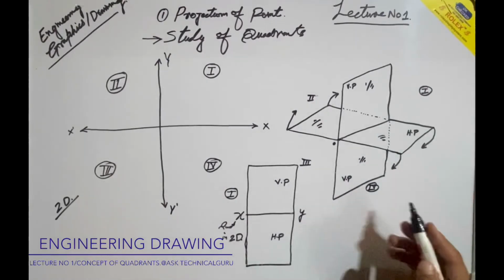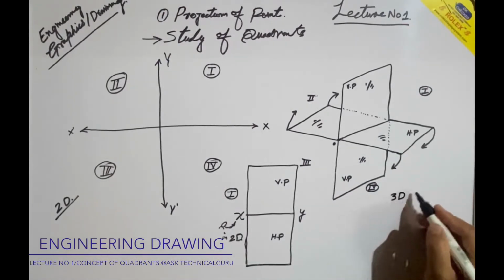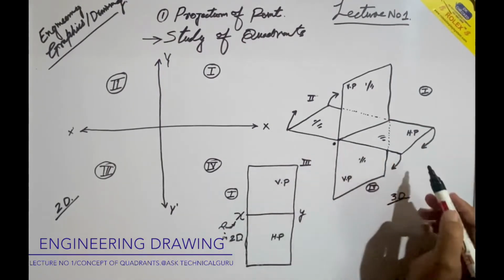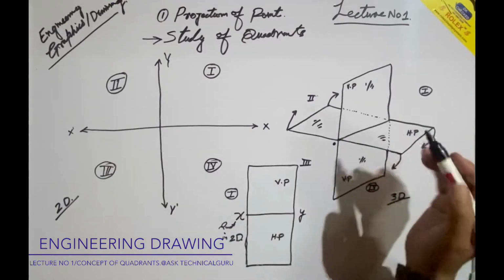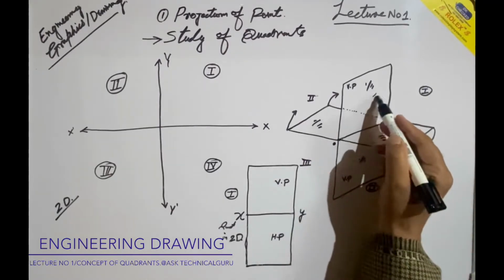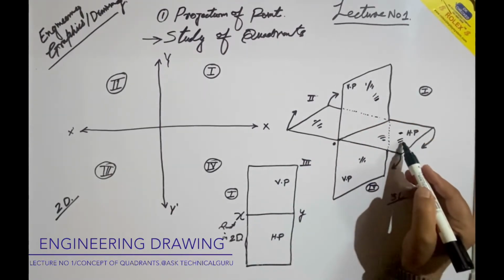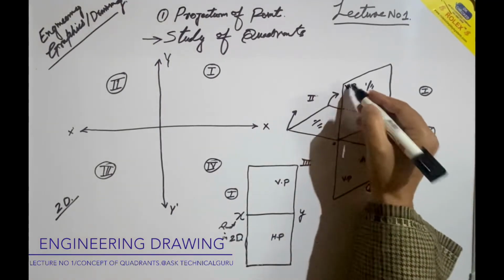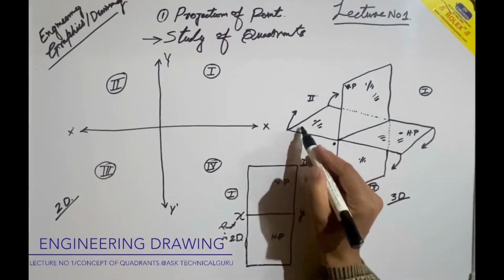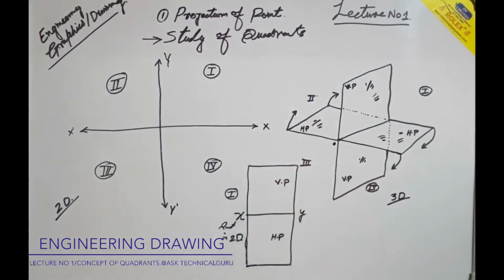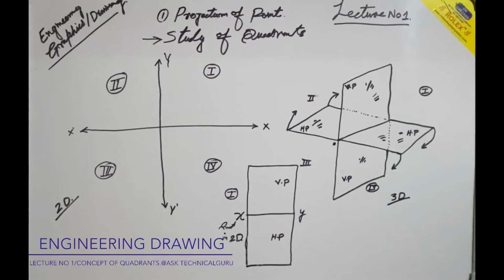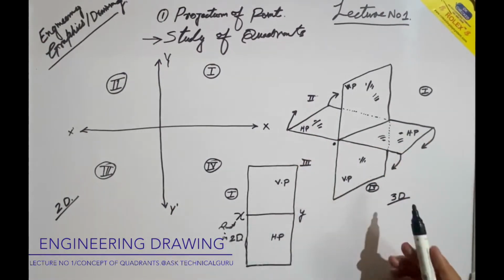But in a 3D or three-dimensional view, we have 2 planes. Actually, we have a vertical plane, this one, and this one is the horizontal plane. We write VP here, and HP here. HP means horizontal plane. This is the three-dimensional view of the 4 quadrants.